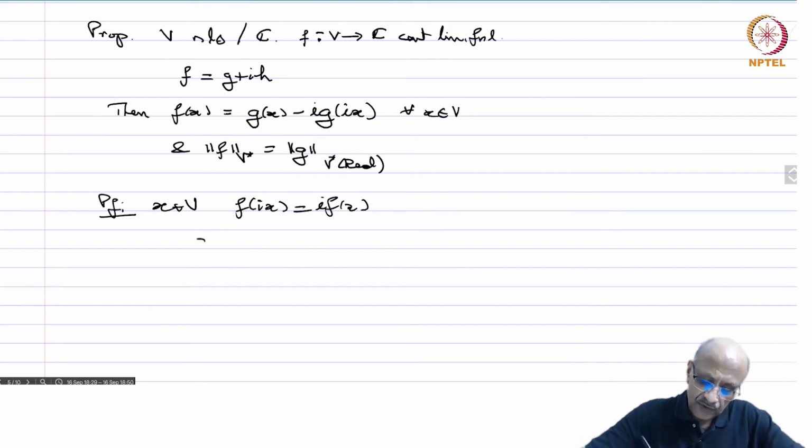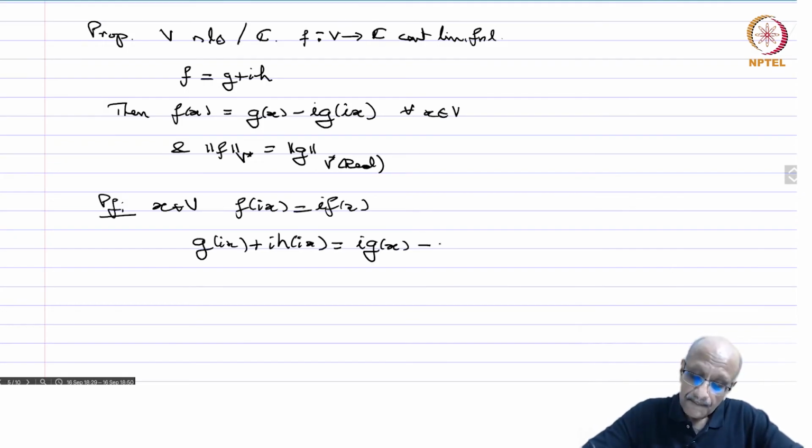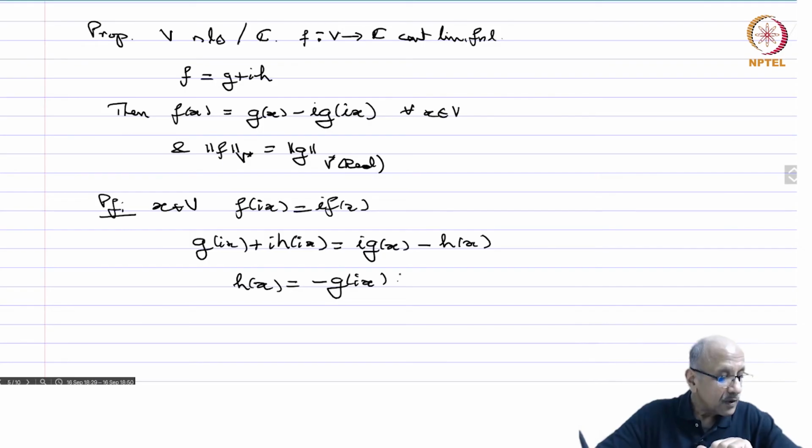So we get g of Ix plus i times h of Ix equal to i times f of x, which is i g x minus h x. Therefore you have h x equals minus g times Ix, and therefore we are through.